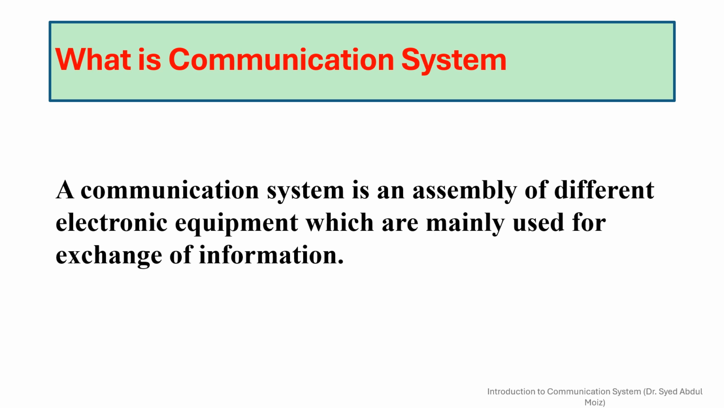The first question that arises in your mind: what is a communication system? Basically, communication is the process of exchanging information, ideas, or messages between individuals or systems. In the context of technology, a communication system is an assembly of electronic equipment designed specifically to facilitate this exchange. These systems ensure that the information, either voice, data, or video, is transmitted efficiently and accurately from one point to another point. They are the backbone of modern communication, enabling everything from phone calls to internet services and ensuring seamless interaction in our digital world.